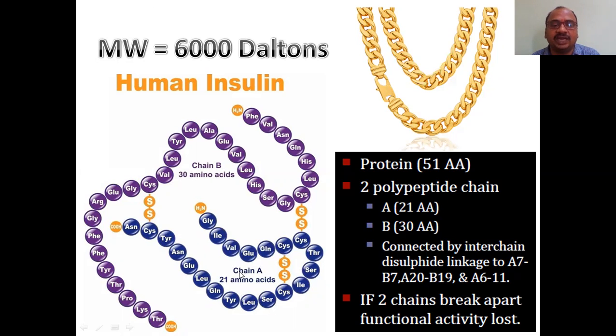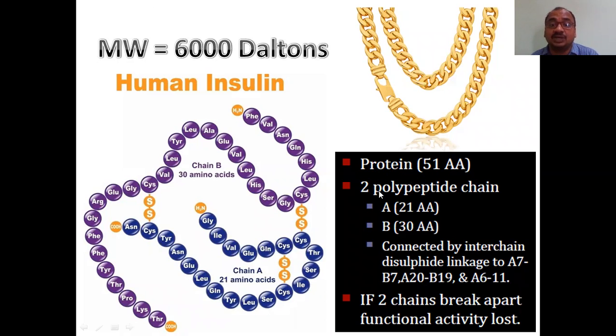It consists of only 21 amino acids. All these are amino acids: glycine, cysteine, okay. So 21 amino acids. Whereas this one is chain B. See this color? Chain B. It is a bigger chain like this. So chain A, chain B. Chain A is small, and here you can also see, it is a protein. Totally 21 amino acids are present.